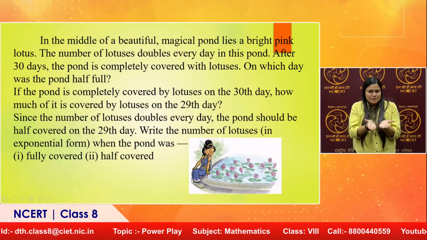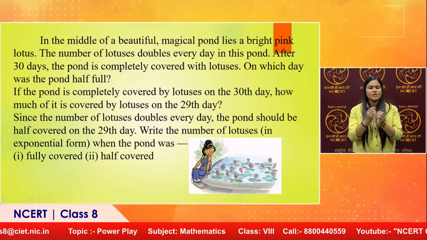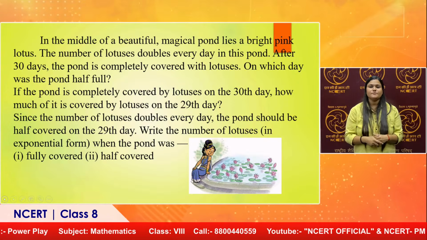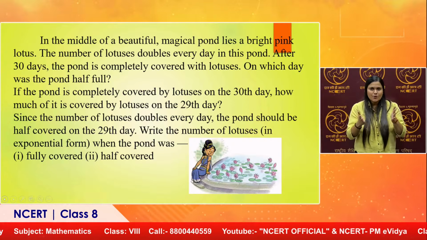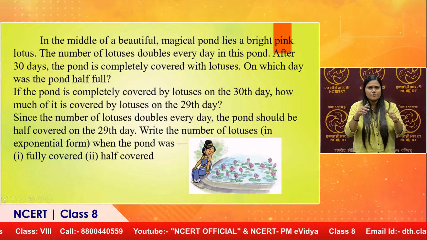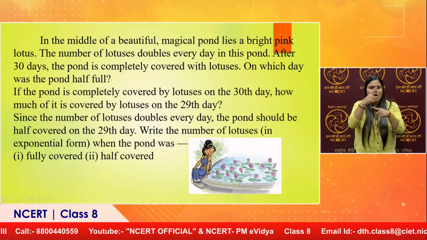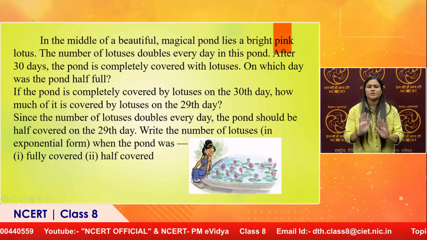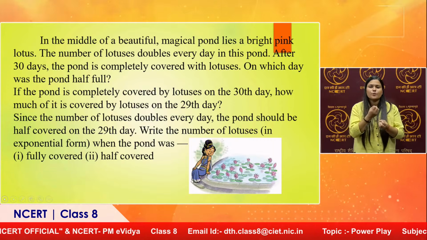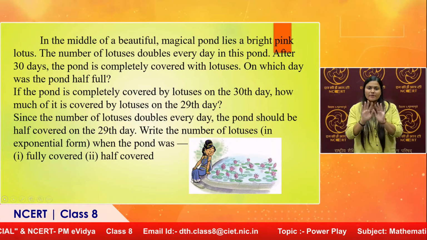We have a very interesting question from your book Ganit Prakash. In the middle of a beautiful magical pond lies a bright pink lotus, Shivani. Wow. And the number of lotuses doubles every day in this pond. Wow, that's a magical wonderful pond. So, after 30 days, the pond is completely covered with lotuses. On which day was the pond half full is the question. So, if the pond is completely covered by lotuses on the 30th day, how much of it is covered by lotuses on the 29th day?